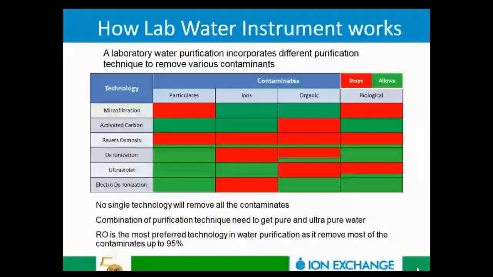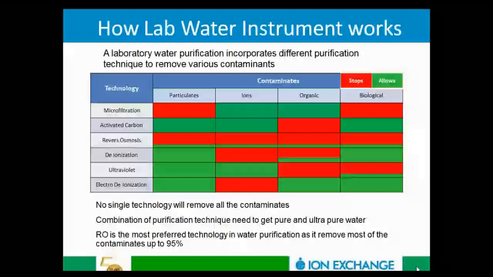There are 5 different contaminants, which is particulates. These are something which is not dissolved. Then you have ions. These are the minerals or the salt. The examples are calcium, magnesium, and things like that. Any positively or negatively charged material. Then you have the organic.